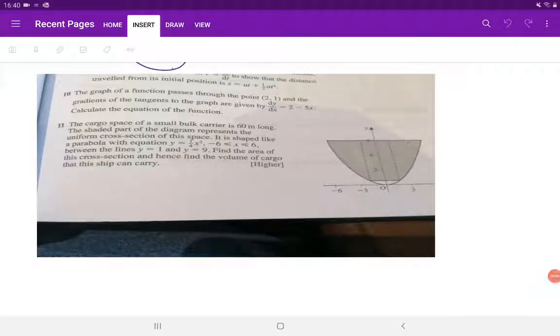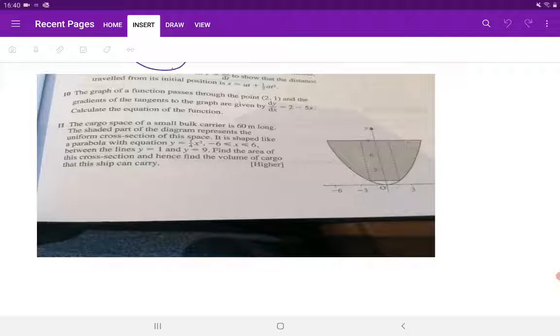Okay, so question 11. The cargo space of a small bulk carrier is 60 metres long. The shaded part of the diagram represents the uniform cross-section of the space. So we're looking at that shaded part there. It's shaped like a parabola with equation y equals a quarter x squared, between minus 6 and 6. And we're looking at it between the lines y equals 1 and y equals 9.